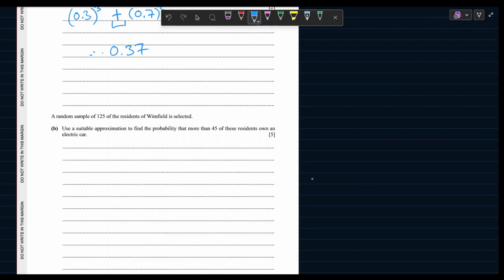A random sample of 125 of the residents of Winfield is selected. Part B. Use a suitable approximation to find the probability that more than 45 of these residents own an electric car. Okay, so let's define our random variable W. Let W be the random variable, number of Winfield residents who own an electric car.